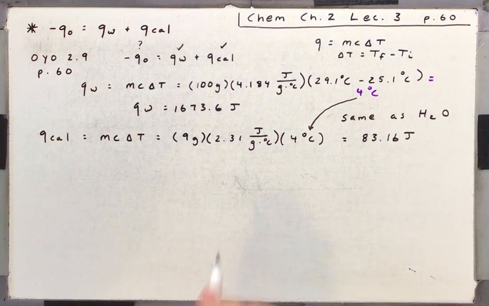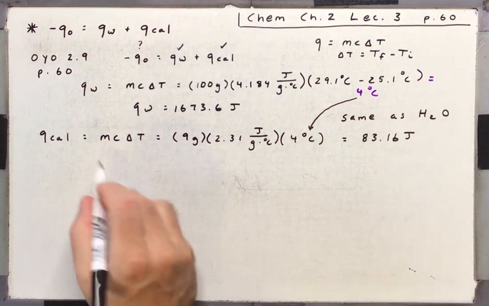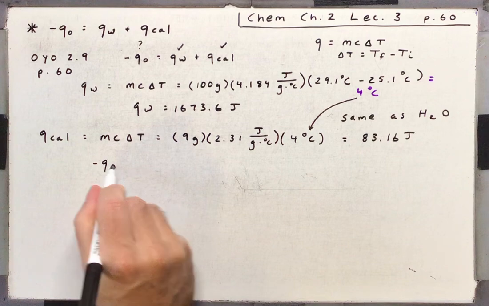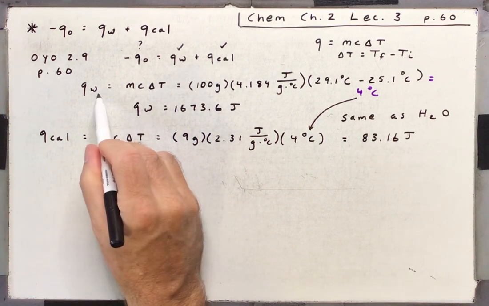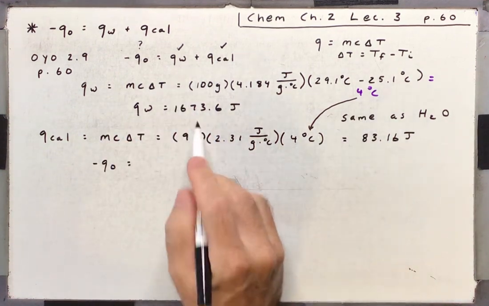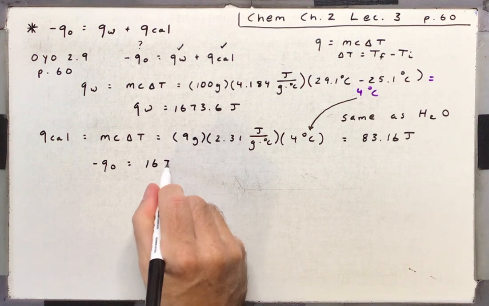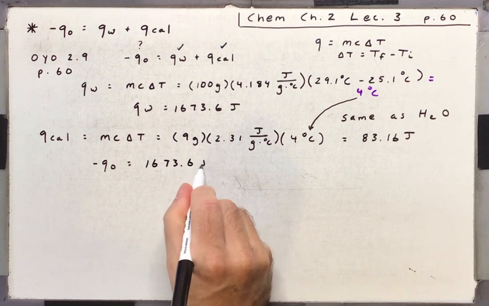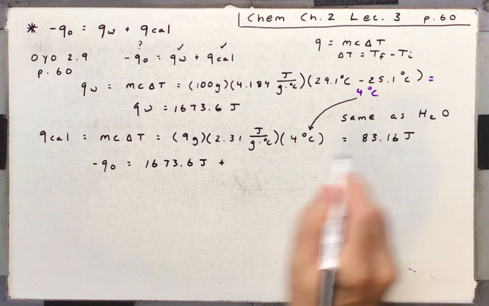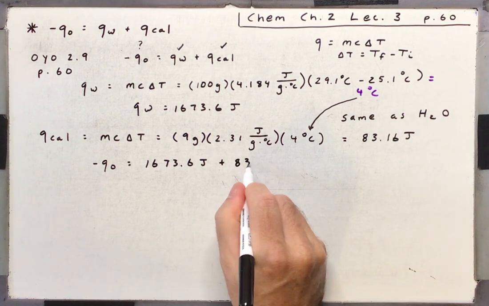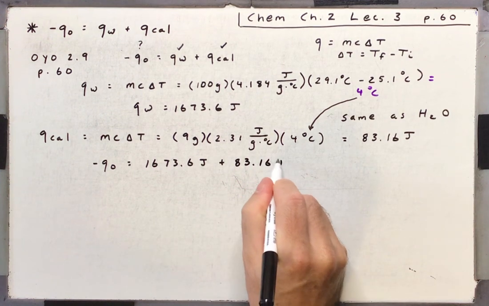Okay, so now I'm going to rewrite this. Minus Q of the object is equal to the Q of the water, which was 1673.6 joules, plus the Q of the calorimeter, 83.16 joules.